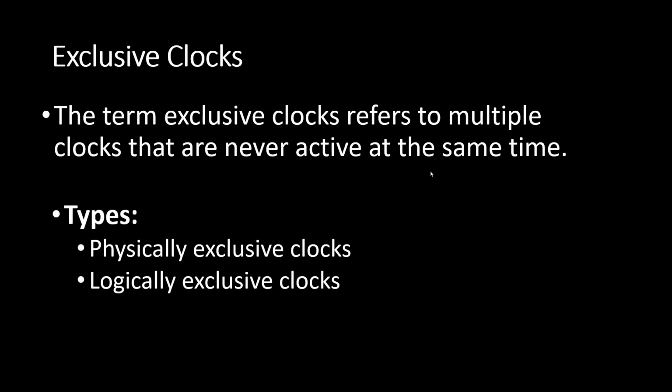It appears awkward, right? But we'll take examples so the topic will be clear. It has two types. The first type is called physically exclusive clocks. Another type is called logically exclusive clocks. We'll discuss them in detail now. Let us discuss physically exclusive clocks first. Physically exclusive clocks are clocks that cannot be physically available on the device at the same time. Amazing, right? But let me take an example so that it will be clear to you.